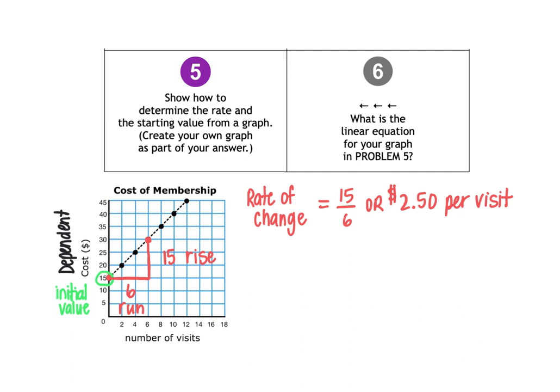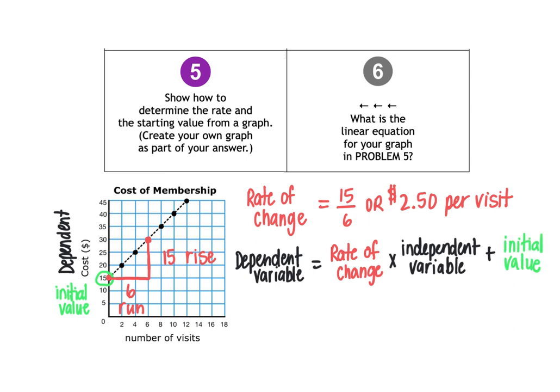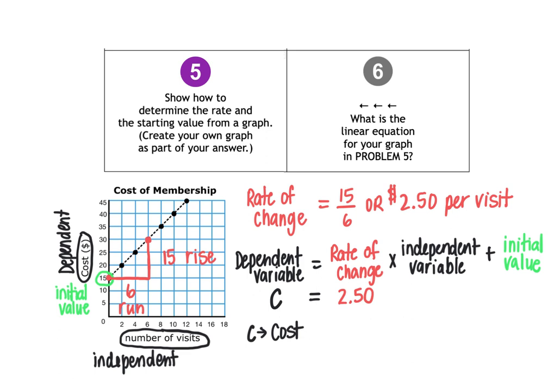Our formula will be dependent variable equals rate of change times independent variable plus initial value. Our dependent variable can be found vertically on our graph, so it will be C for cost in this case, and that's going to be equal to our rate of change, which we've calculated to be 2.5. And then we're going to multiply that by our independent variable, which will be the variable that's going along the bottom or horizontally on our graph, number of visits in this case, so we can use n. And then to that, we're going to add our initial value of 15. So our equation for this graph would be C equals 2.5n plus 15.